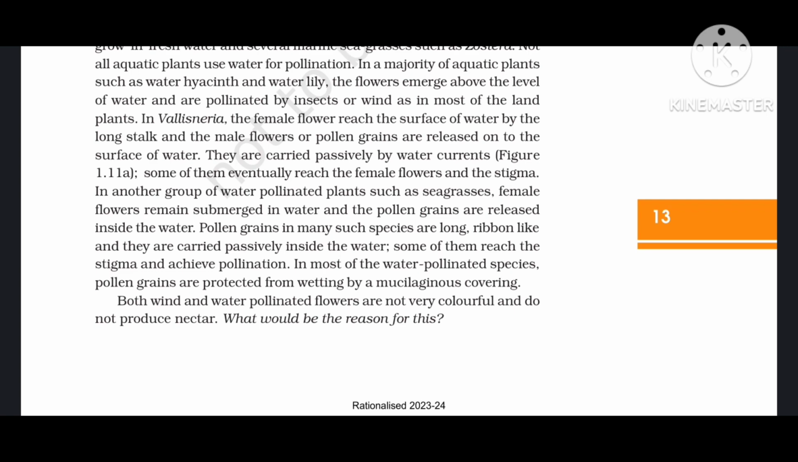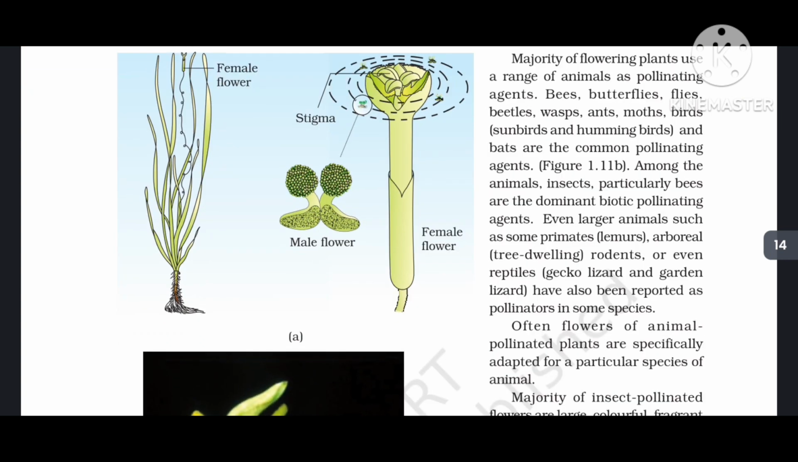In some species, floral rewards are in providing safe places to lay eggs. An example is that of the tallest flower of Amorphophallus. The flower itself is about 6 feet in height.